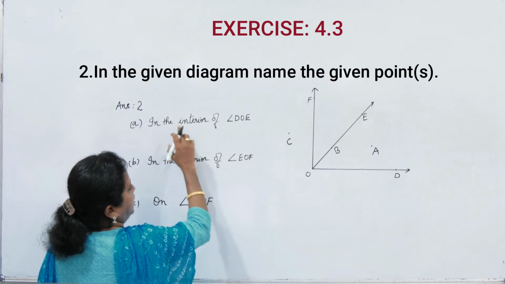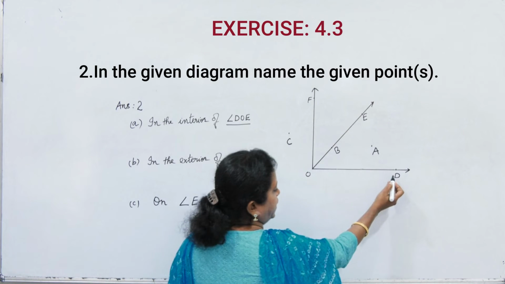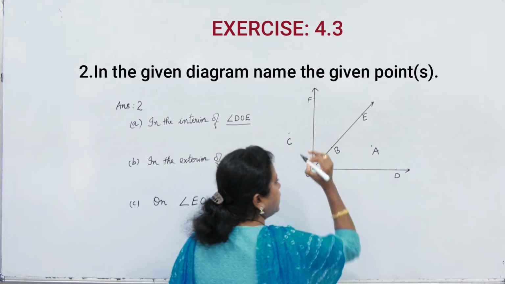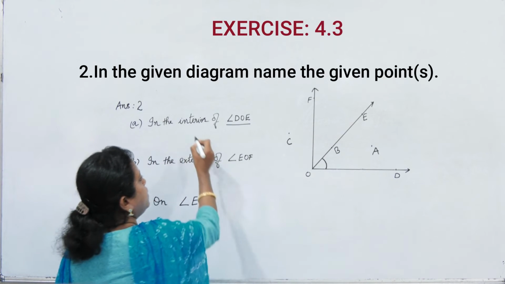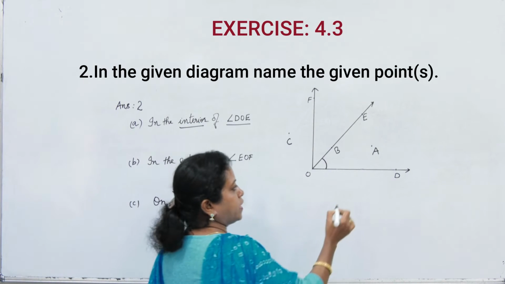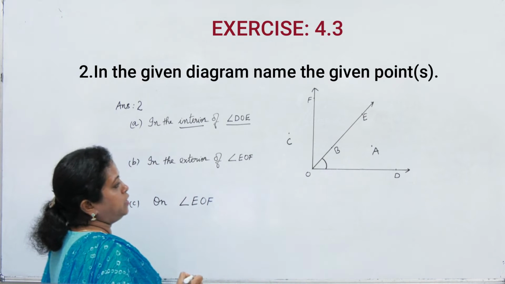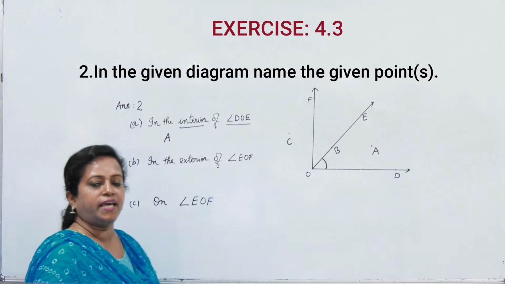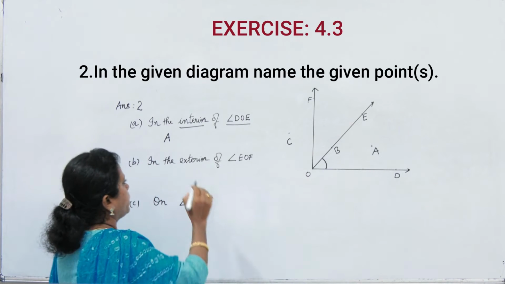You have been asked in the interior of angle DOE. First let us locate angle DOE. So this is the angle they are asking, and you have to name the point which is in the interior of angle DOE. So clearly you can see which is the point which is in the interior of angle DOE. It is point A. So point A lies in the interior of angle DOE.